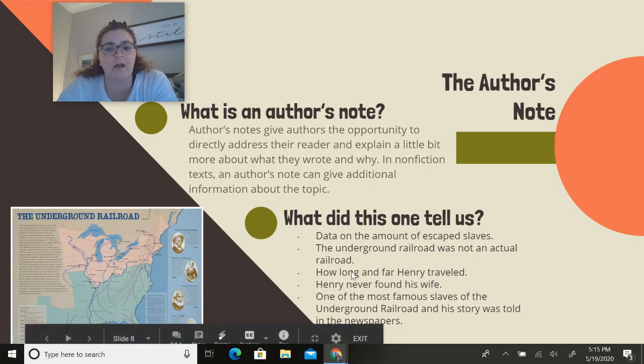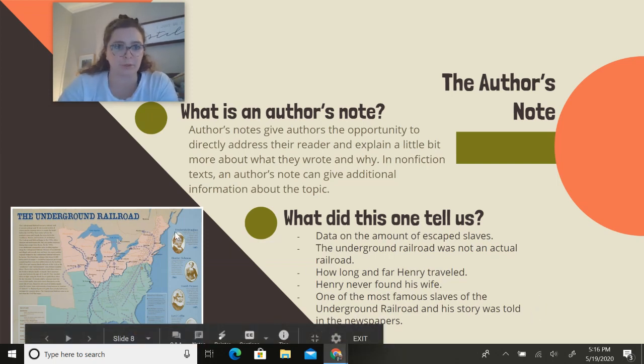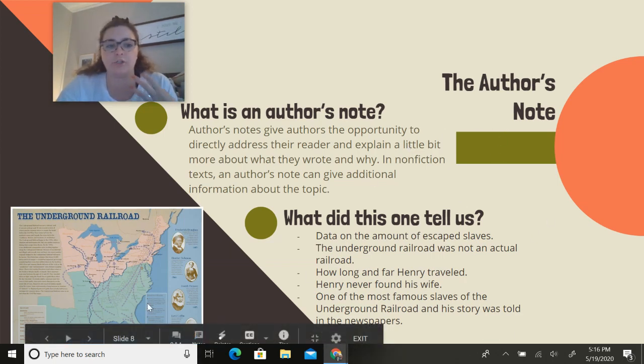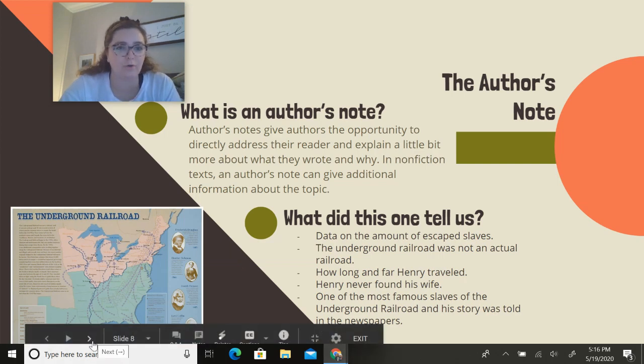Okay. And then we also learned for how long and how far Henry traveled. We learned that he never found his wife. And we also learned that one of the most famous slaves of the Underground Railroad had his history told in newspapers. So how did Henry get famous? I touch on this author's note because it shows you the importance of the Underground Railroad and how Henry Box Brown is considered a person who traveled on the Underground Railroad, even though he didn't travel a path that is well known or that other people followed, because he did something so unique.